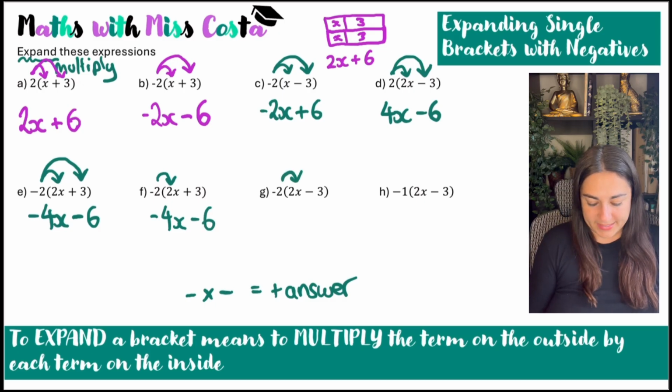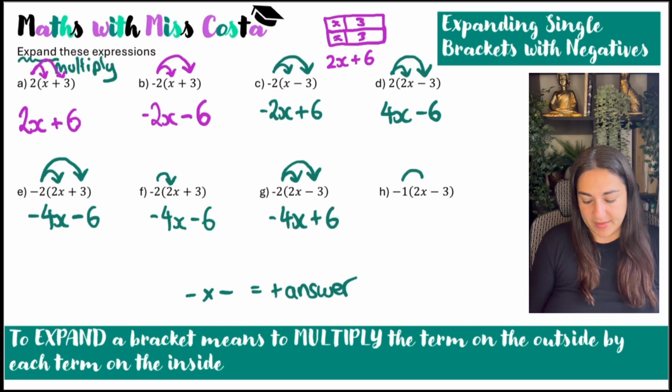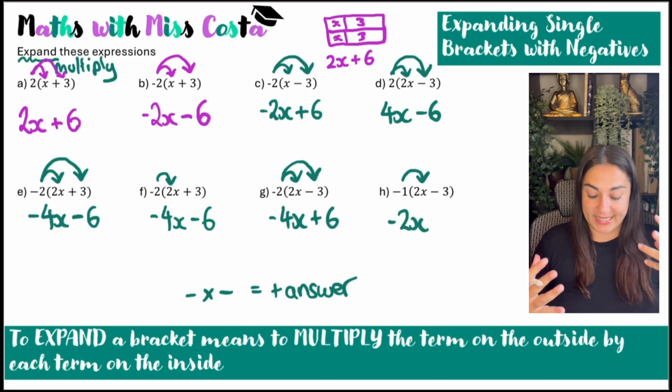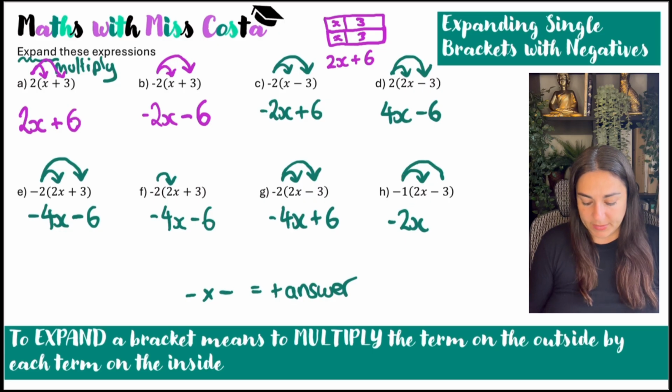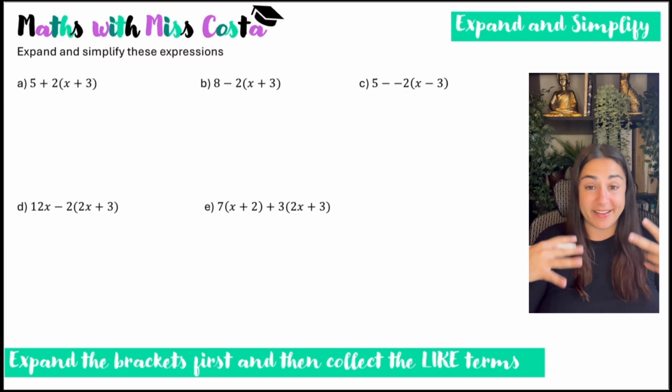And then we've got minus 2 times by 2x, which is minus 4x, and then minus 2 times by minus 3. So remember, negative times by negative is positive, so that's going to be plus 6. And then minus 1 times by 2x, so that's going to be minus 2x. Minus 1 times by anything, it's just going to be its negative version. And then minus 1 times by minus 3, which is positive 3. So that's the single brackets, and now we're moving on to expand and simplify.